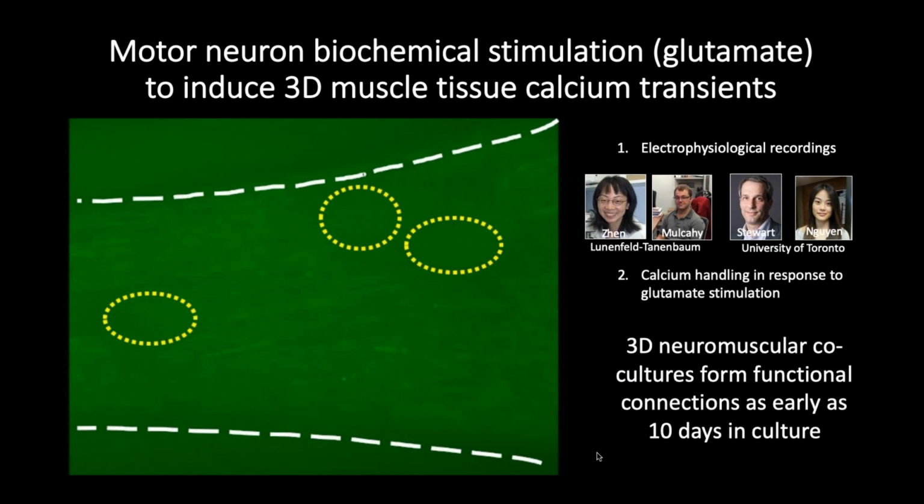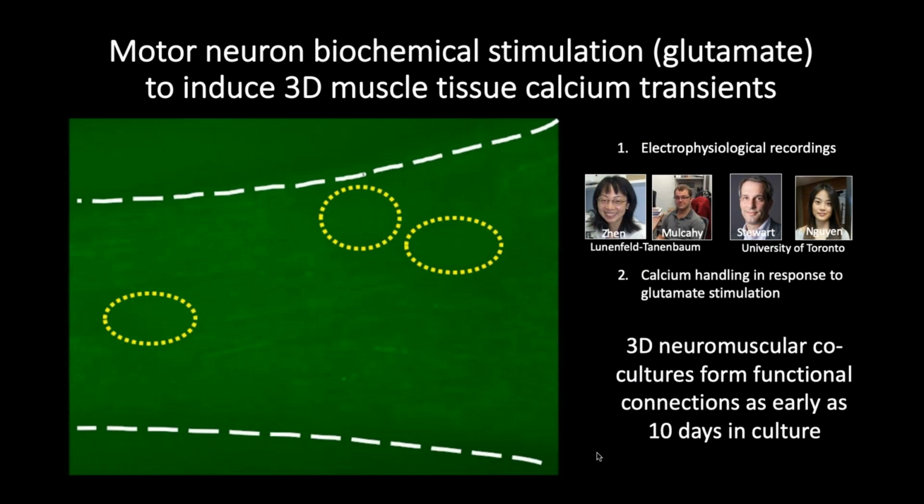So to assess whether we have that process happening in our 3D neuromuscular co-cultures, we used two different approaches. We used a classical approach, electrophysiological recordings, in collaboration with two different groups here in Toronto, with Professor Mei Zhen and her postdoc Ben Mulcahy, and also with Professor Brian Stewart and his student Christine Nguyen. And with them, we were able to show that by stimulating the motor neurons with glutamate, we could cause depolarization of the muscle fibers.